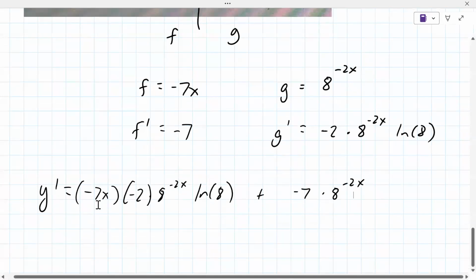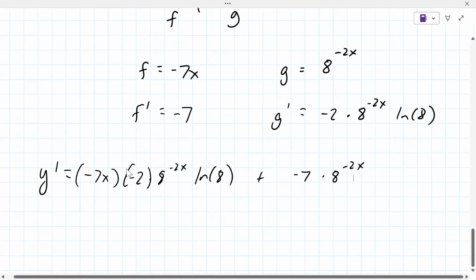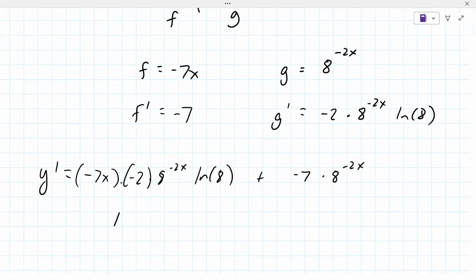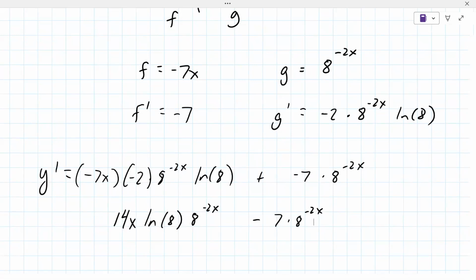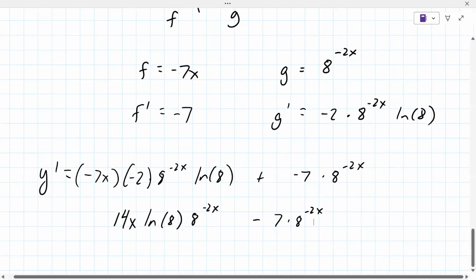Now, you can combine some stuff here. So like the minus 7x to the minus 2 is 14x. You could bring the natural log of 8 to the minus 2x. -7 times 8 to the minus 2x, but you can never combine the two bottom numbers there. So just keep that in mind.